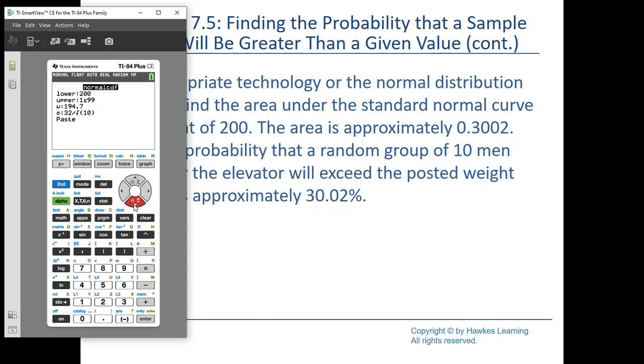Our mean in this case was 194.7 and our standard deviation was 32. But remember, I'm asking you in terms of the sample mean. So that's going to be 32 divided by the square root of 10, because we're dealing with the sample's standard deviation. Paste it in, and there we get our answer, which is that 30.02%, or also 0.3002.